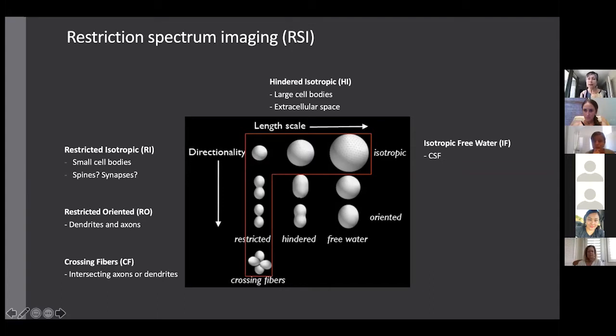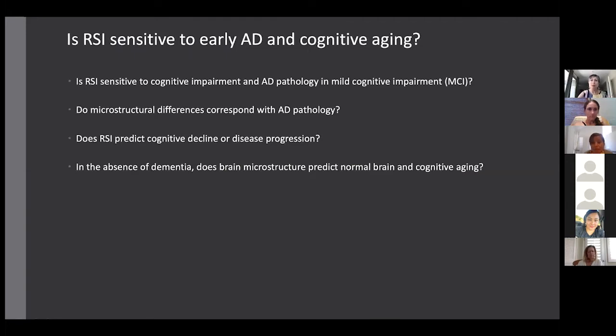At the intermediate scale, we have a measure of hindered isotropic diffusion, which we believe would correspond to larger cell bodies or the extracellular space. And then at the very largest scale here, we have isotropic free water, which would correspond to free water spaces such as the cerebrospinal fluid. Okay, so over the past several years, we have used this RSI technique to examine whether we can identify microstructural changes in both early Alzheimer's disease and in normal cognitive aging. And we set out to address 4 main questions.